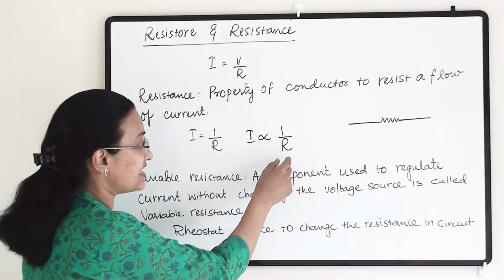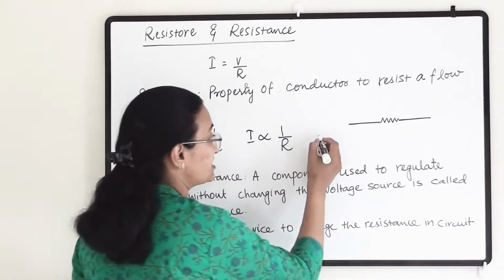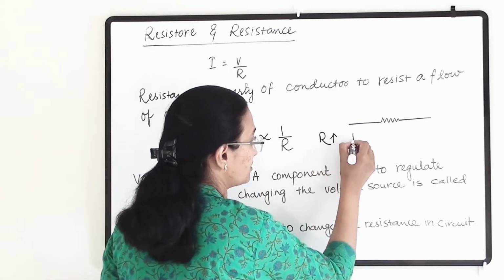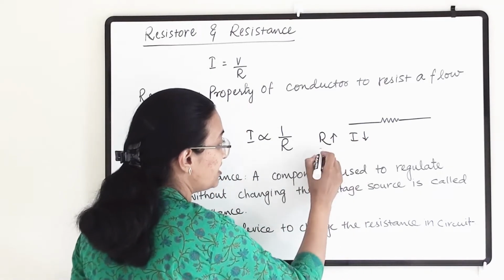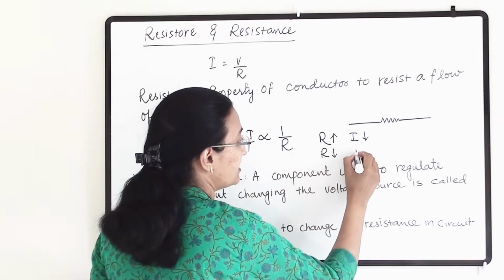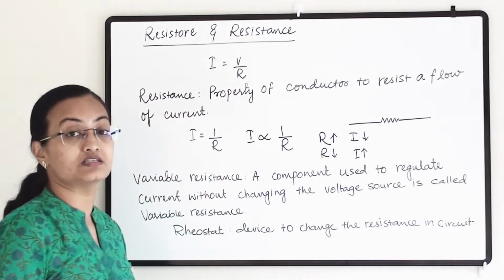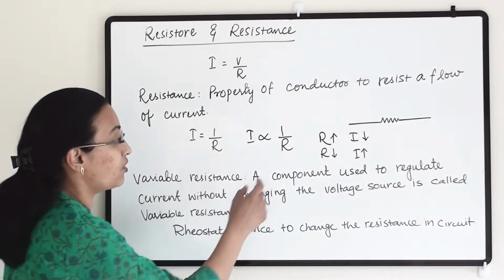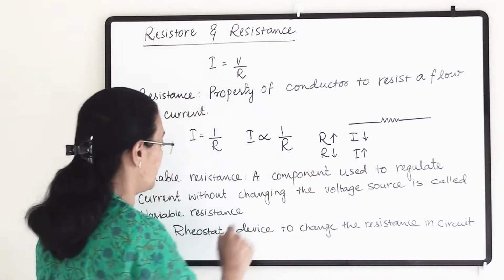It also means that when resistance is high, the current will be less because they are inversely proportional to each other. So one will be higher, one will be lower. And if resistance is less, then the current flow through the conductor will be high. So this is called inverse relationship between resistance and current.